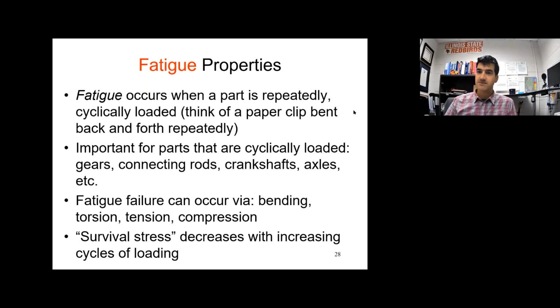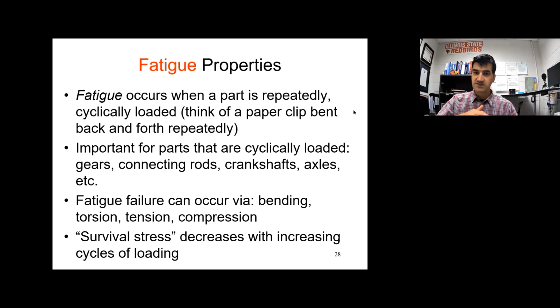So fatigue properties, fatigue strength is really important for lots of mechanical things that are going to be moving repeatedly, in repeated movements. All right, and you can have fatigue not only in bending, like I was giving the example, it can also occur in tension. So if I just apply a force and then let go, and then apply a tension force and then let go, and then apply and let go, if I did that enough, I could cause tensile fatigue failure on a part.